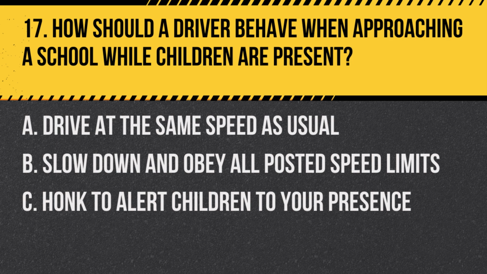Question 17. How should a driver behave when approaching a school while children are present? A. Drive at the same speed as usual. B. Slow down and obey all posted speed limits. C. Honk to alert children to your presence. Answer B. Slow down and obey all posted speed limits. Drivers should reduce their speed and be extra cautious when driving near a school, especially when children are present.